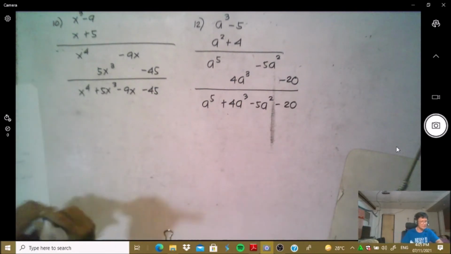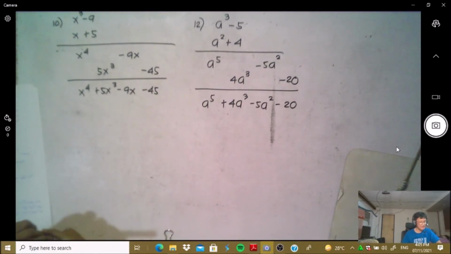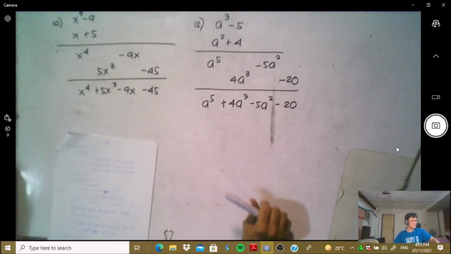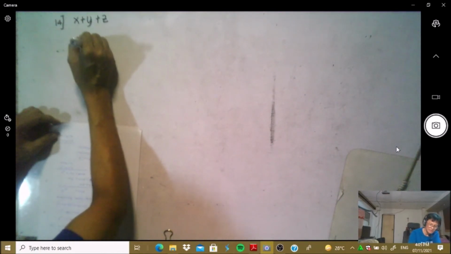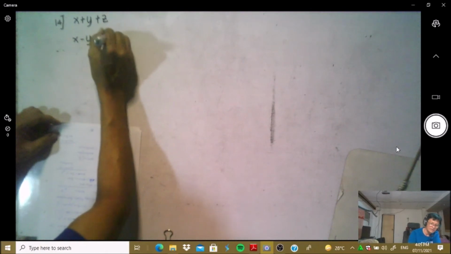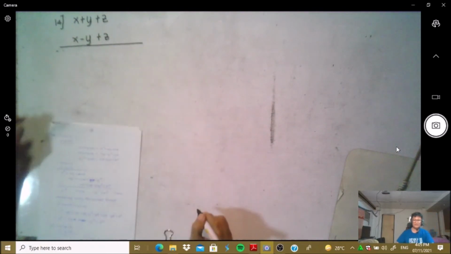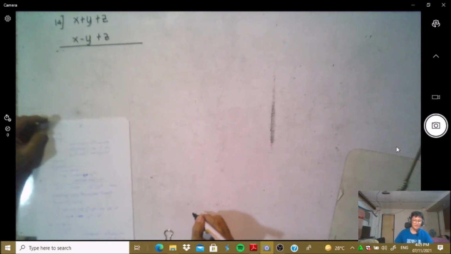We can write here. This is quite long because this time this is now trinomial to trinomial. Okay. So it's difficult to go directly with this. So let's proceed with the procedural solution. So number 14, we have x plus y plus z to be multiplied with x minus y, then plus z. Okay. Now, in case with like this, we have to go step by step.